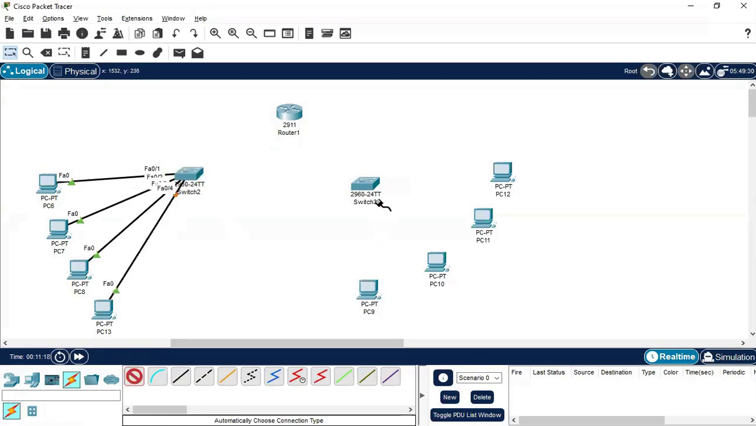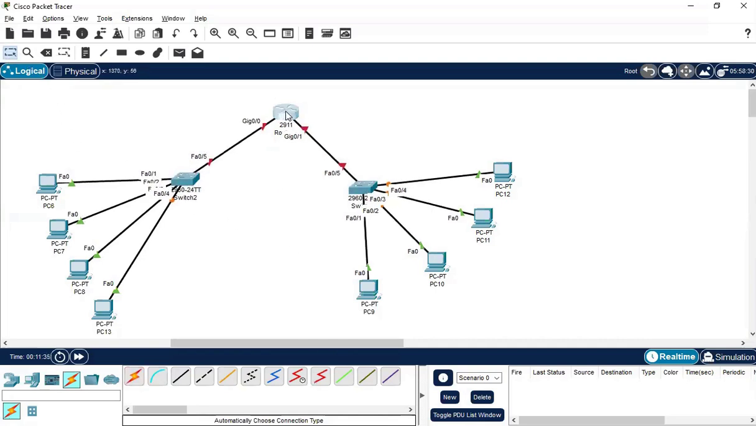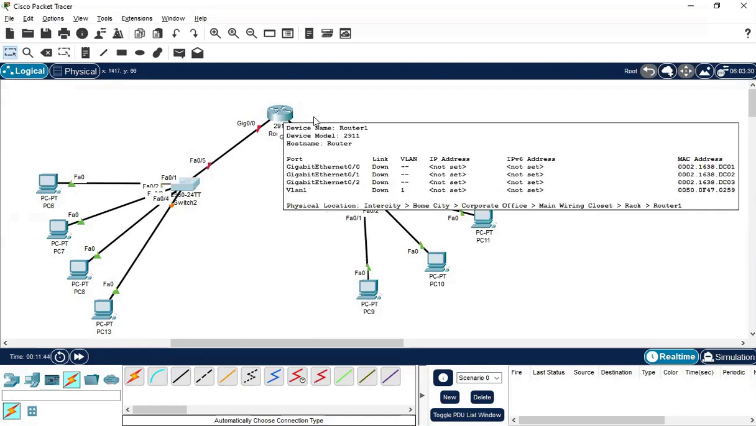On top, we have connected a router. Below that, I have connected two layer 2 switches. We know that the systems cannot be connected directly to the routers, so we have used layer 2 switches. Like this, we have connected. Fine. We are not going to assign IP addresses to any of these computers. The simple thing is we have to configure this particular router as a DHCP server.